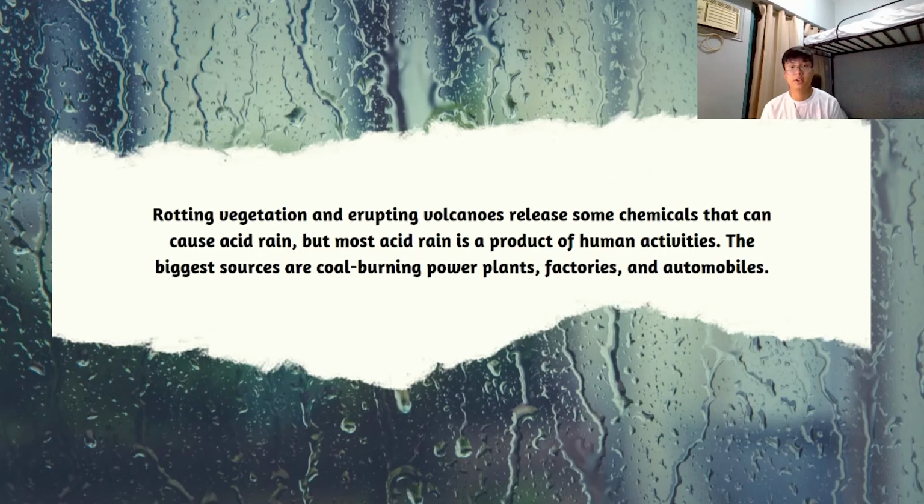Rotting vegetation and erupting volcanoes release some chemicals that can cause acid rain. But most acid rain is a product of human activities. The biggest sources are coal-burning power plants, factories, and automobiles.